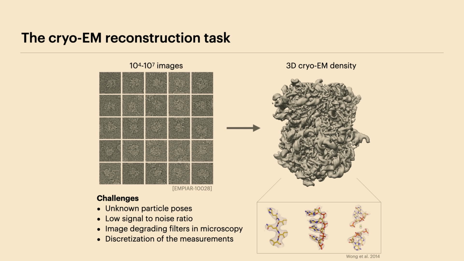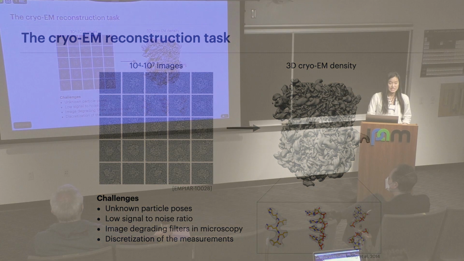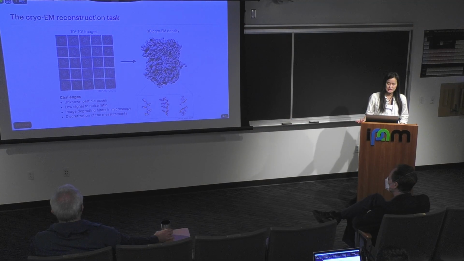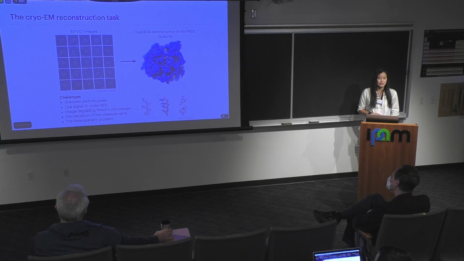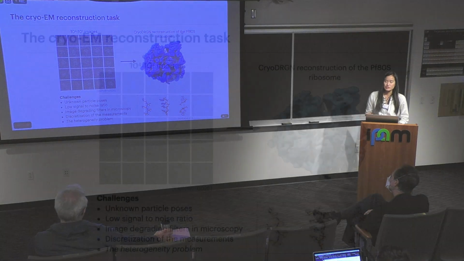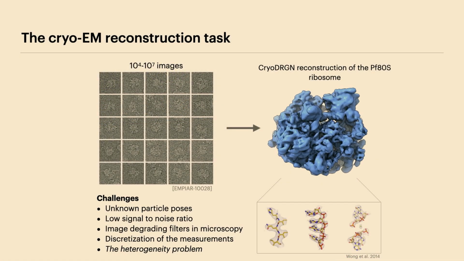There are a number of challenges associated with this task. The unknown pose, or the orientation of each of the molecules within the ice. I described that previously. The very high amount of noise in these images. You have to take into account image gradient filters like the CTF, and then discretization of the measurements. Then the challenge that I'm particularly interested in is this so-called heterogeneity problem, which is where we break the assumption that each of these images captures an identical static 3D structure.